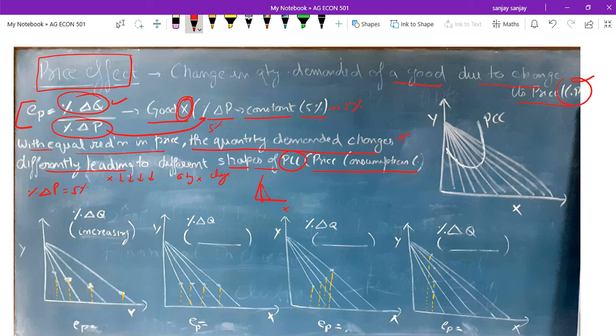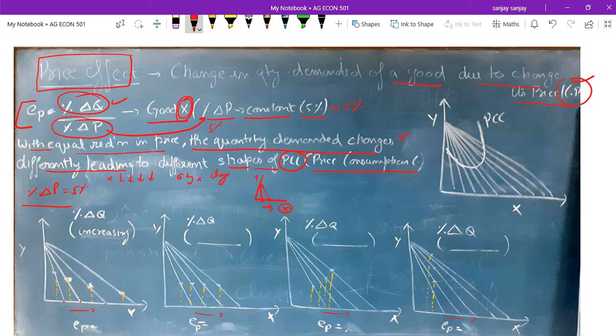Let's say good X is on the x-axis and Y is on the y-axis, and if X gets cheaper, this leg will move towards the right, which you can see in all these graphs: the leg on the x-axis is moving towards the right. Now, there is a fixed percentage change in price, 5%. The price is reducing by 5%, that's why this leg is moving towards the right.